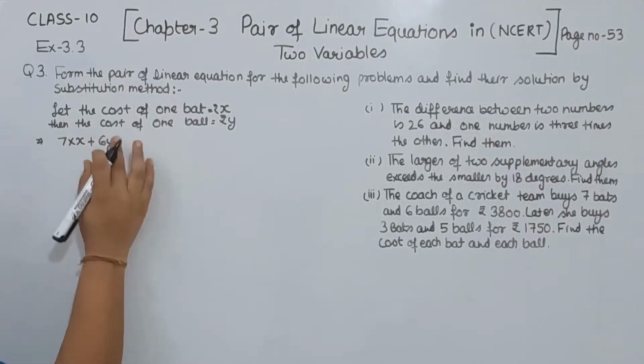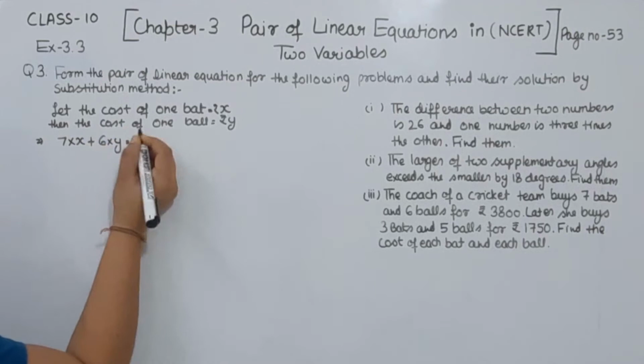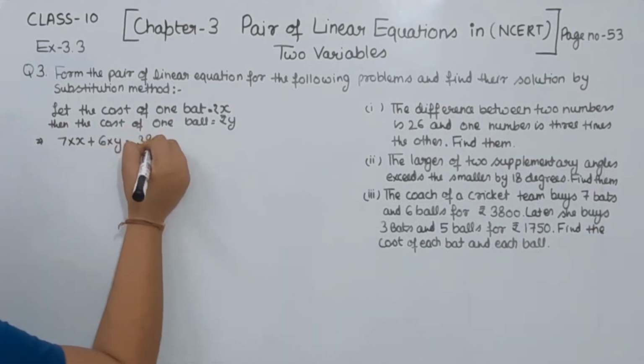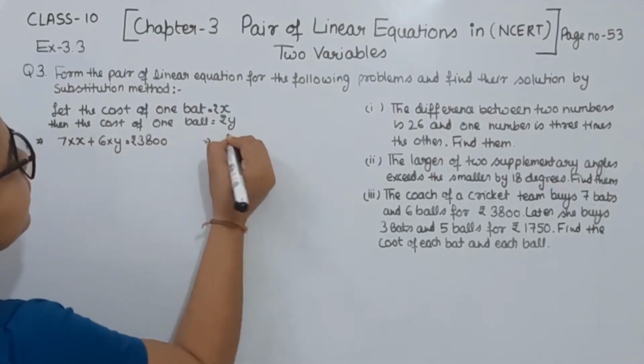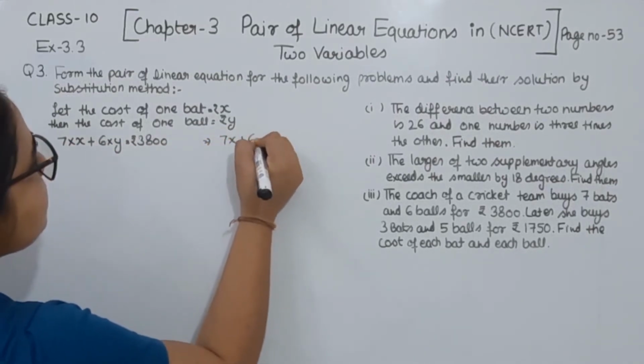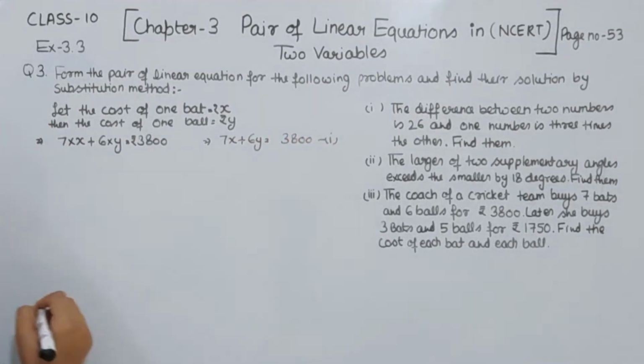And this is equal to 3,800 rupees. So we have 7x plus 6y equal to 3,800. This is equation number 1.